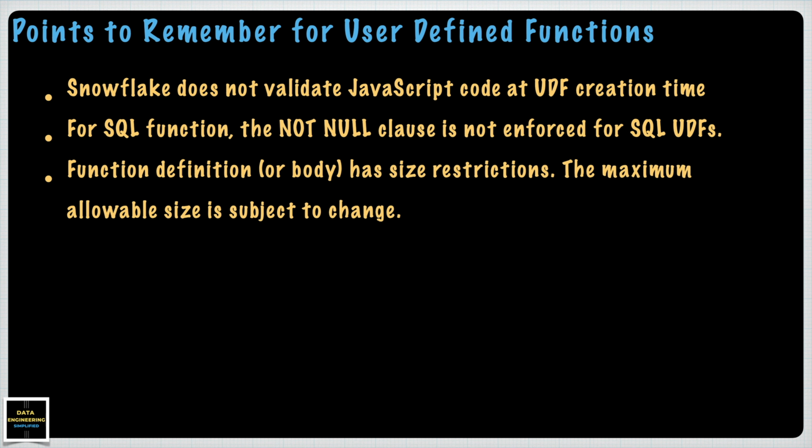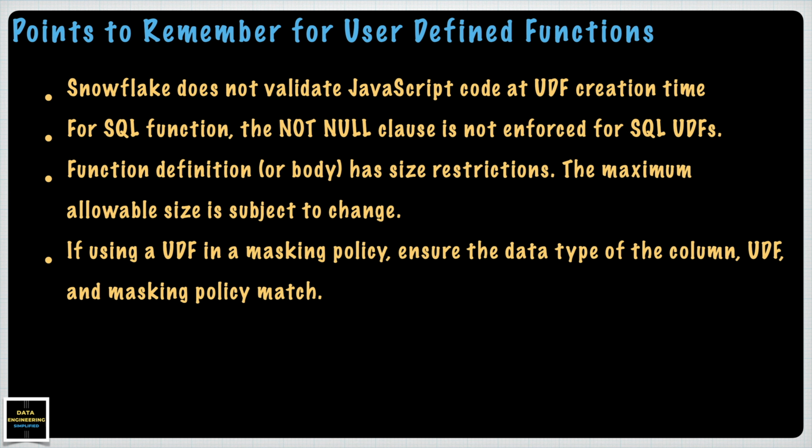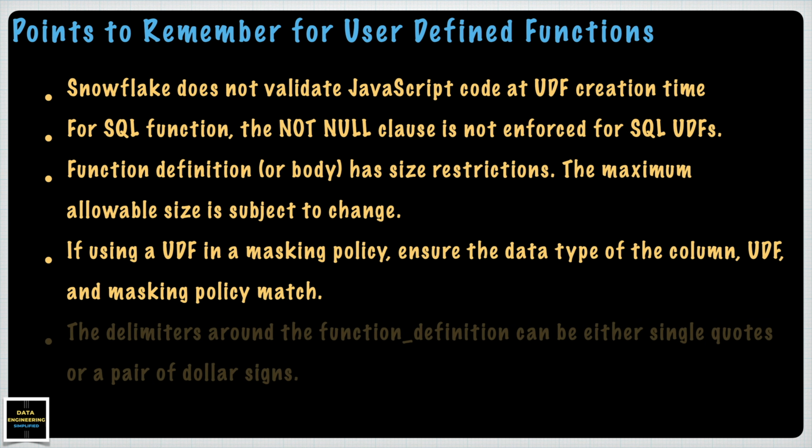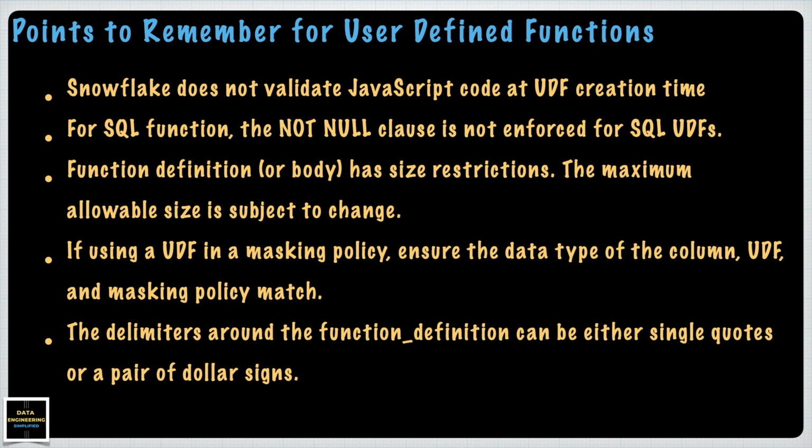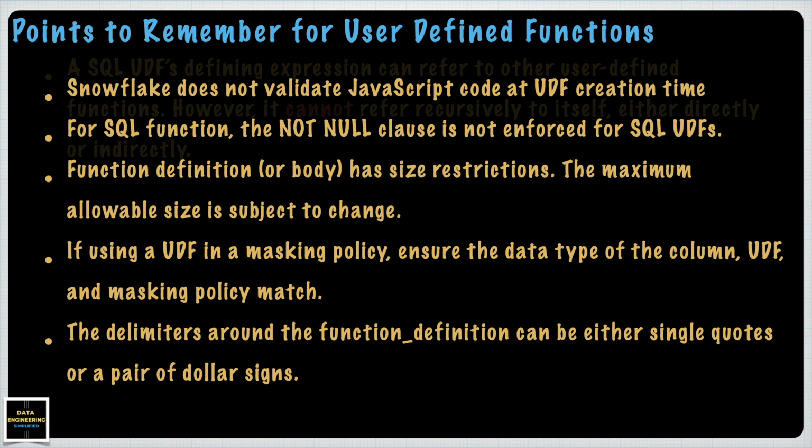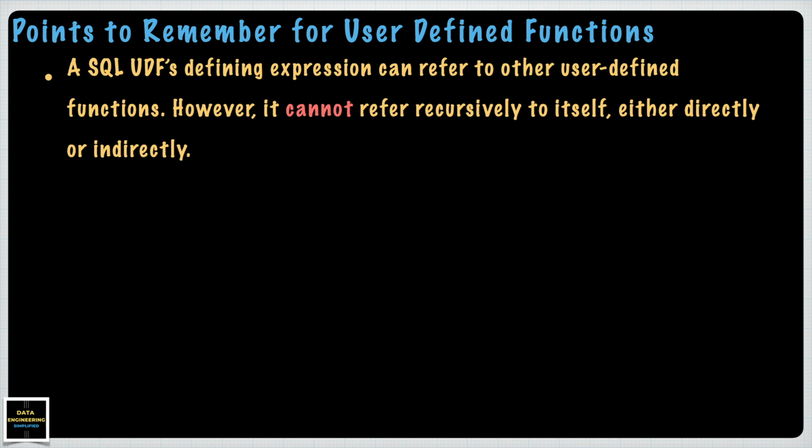So what does it mean? Don't write very complex, large SQL functions or JavaScript functions because there is a size limit. And you never know that after writing such complex logic, you are not allowed to run it in your Snowflake environment. If using a UDF in a masking policy, ensure that the data type of a column in the UDF and masking policy matches. The delimiters around the function definition, or function body, can either be a single quote or a pair of $ signs. SQL UDFs defining expression can refer to other user-defined functions.